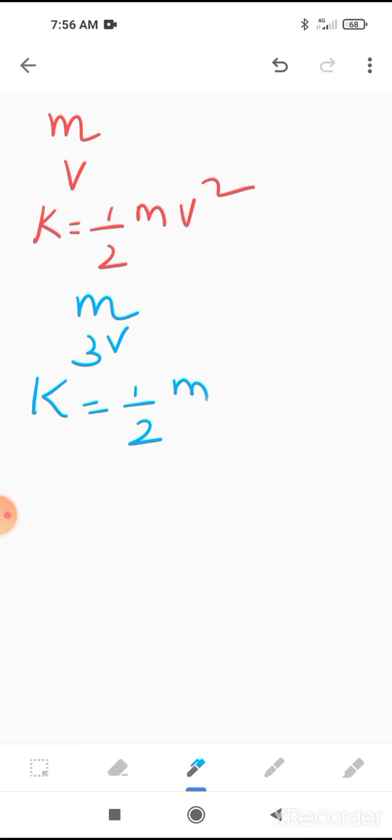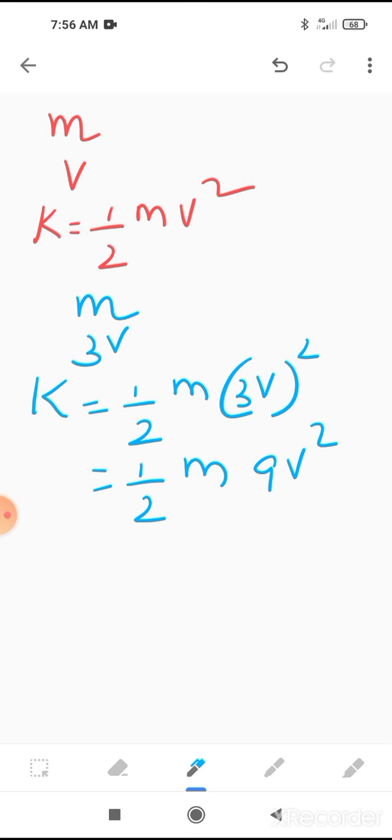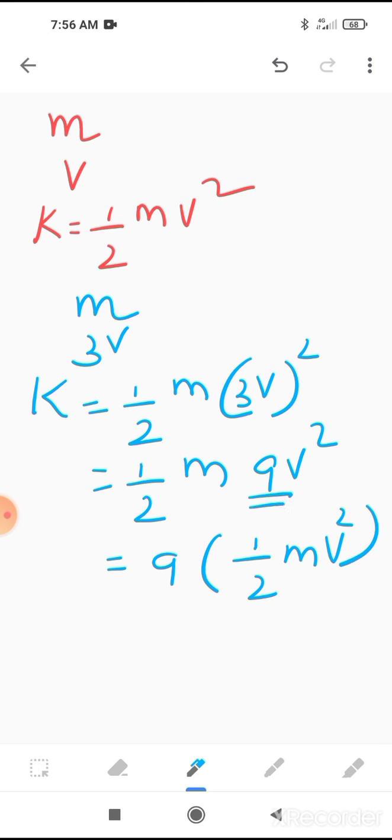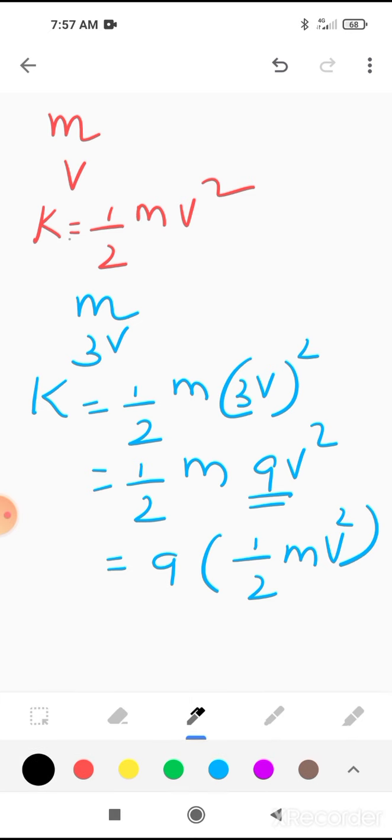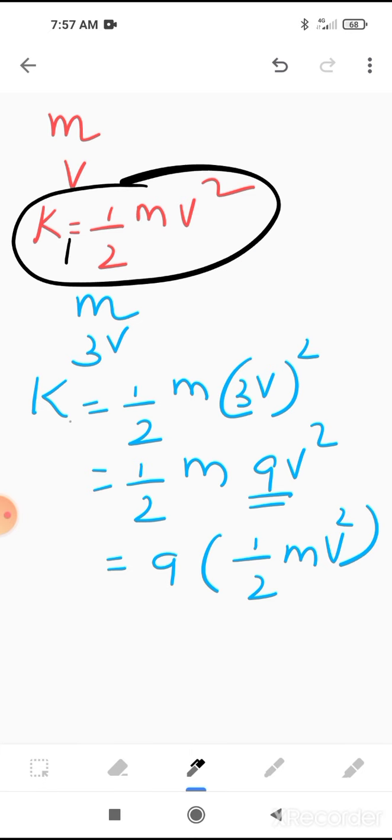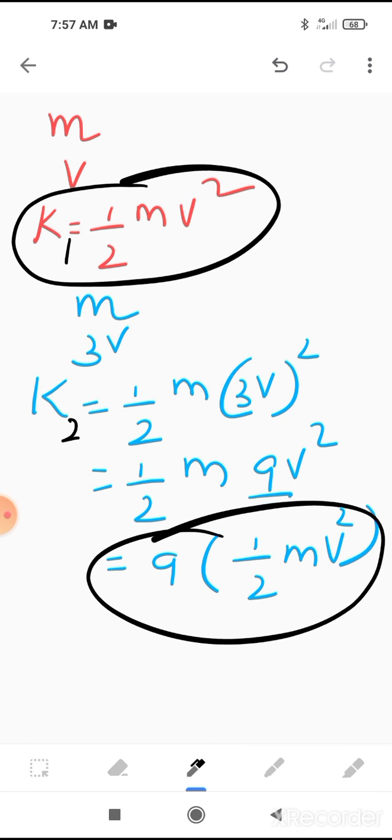half m into 3v all square. That means half m 9v square. That is equal to 9 into half mv square. This 9 we have taken outside the bracket. Remaining is written inside the bracket, half mv square. Now you have to find out the ratio of the kinetic energies. For the first one, this is the kinetic energy K1. Second one, kinetic energy is this one. So find the ratio. You will get it as 1/9.